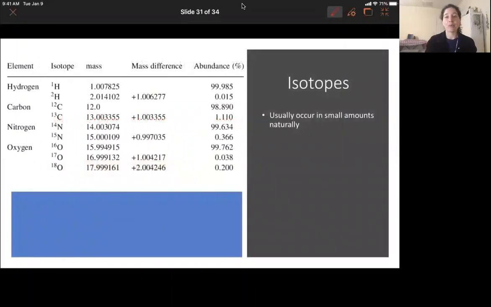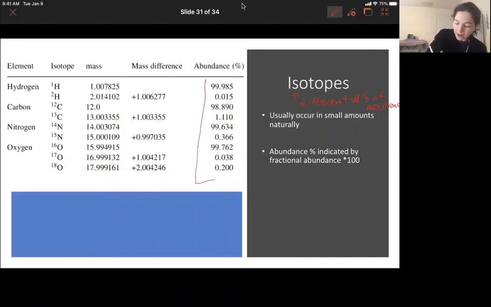So let's look at an example with actual numbers. Okay, so these are real numbers. Isotopes, where we have different numbers of neutrons, that's what an isotope is. They usually occur in very small amounts in nature naturally. The abundance is the percentage, and this is indicated by this fraction here.